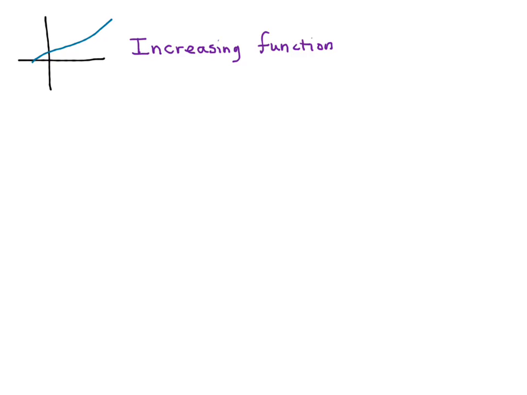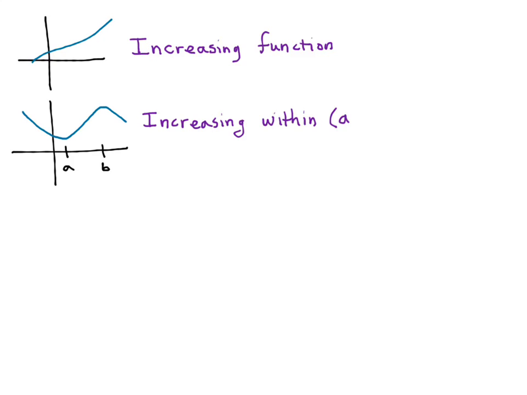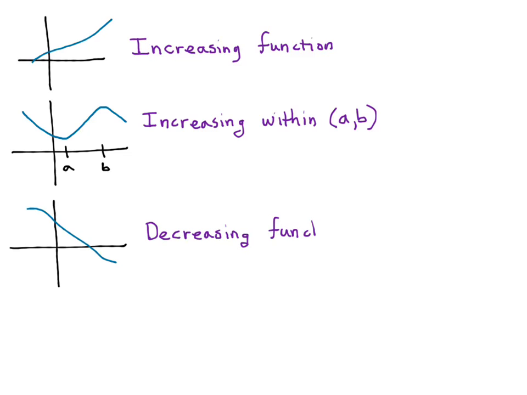Okay? Simple enough? And if we have a function that changes, but in between two x values, here a and b, we can say it's increasing within this interval. All right, that's a fairly straightforward description. So it doesn't mean that the function is always increasing, it just means that in between a and b it's increasing. Similarly, we can have a decreasing function, a function that goes down, right?